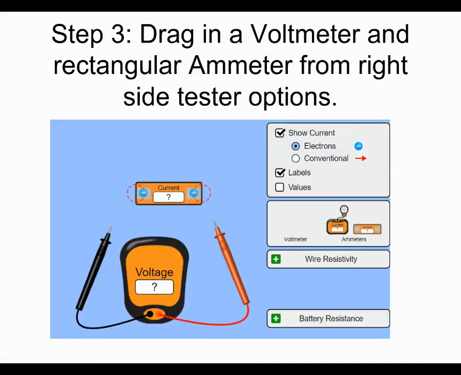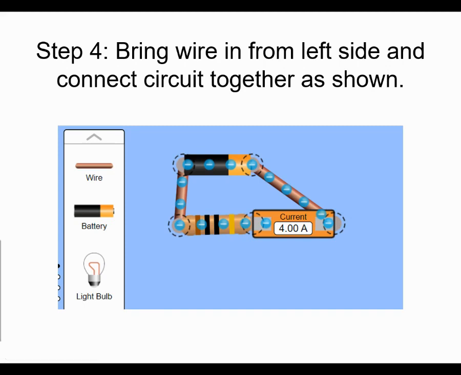is bring in the voltmeter. The voltmeter is on the right side. You also want to drag in the rectangular form of an ammeter. Once you have those in, now you're ready to connect the circuit up. Here's the circuit you connect. It's the battery, the resistor, the ammeter, and a couple of wires.